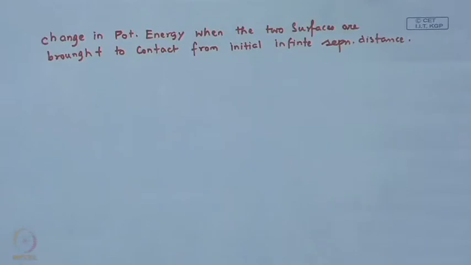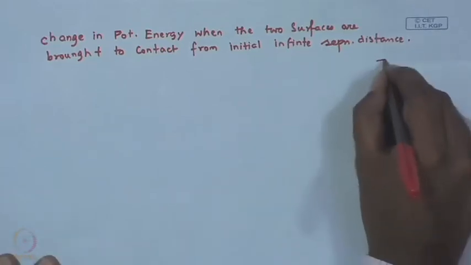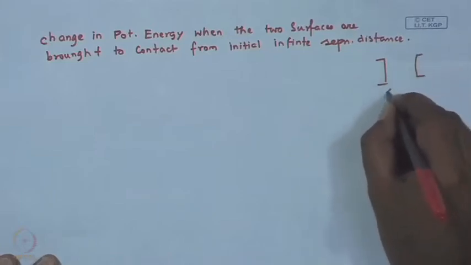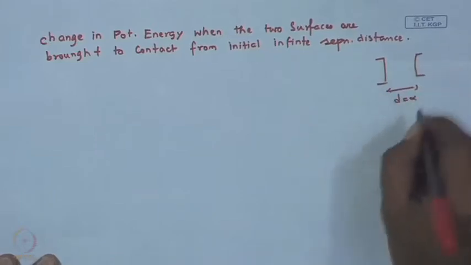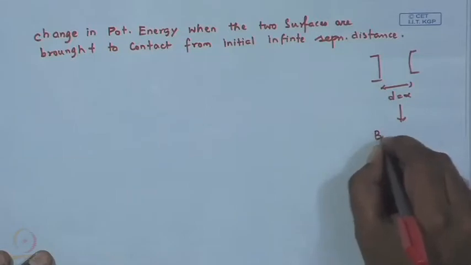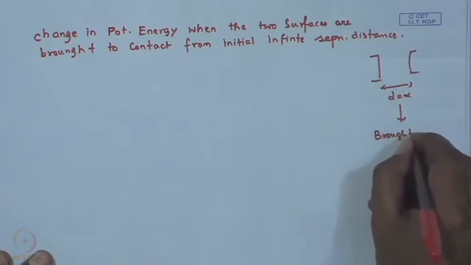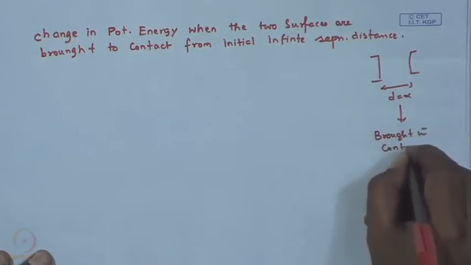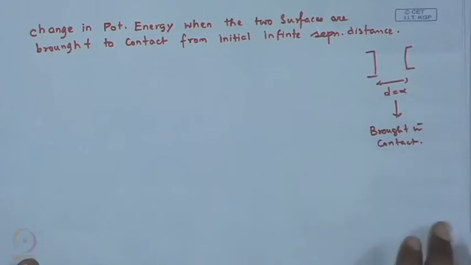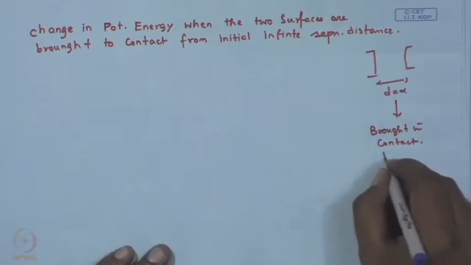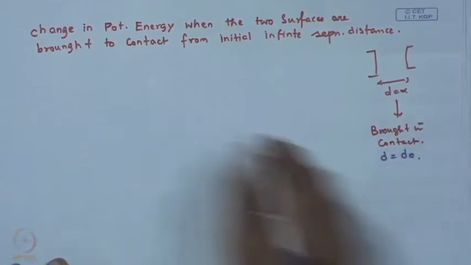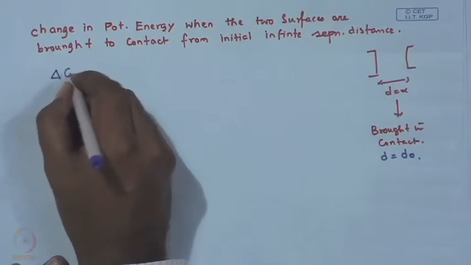So, let us say we talk about two semi-infinite blocks which are initially at infinite separation and then they are brought in contact. Based on the discussion we have already had, we understand that these two are brought in contact. This corresponds to d equal to d0. Therefore, we are talking about the change in the potential energy.